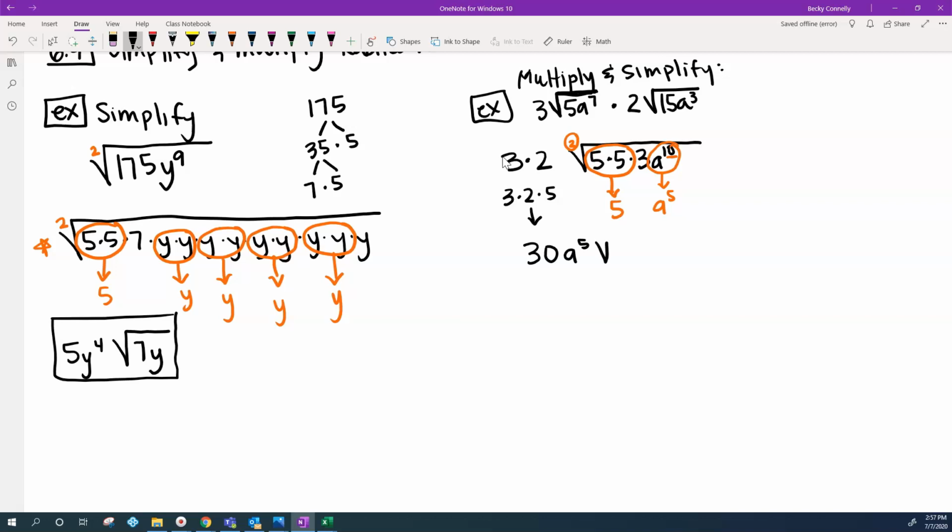And what is it that's left inside? 3. Yeah, just the 3. There's no a's, right? Because there was an even amount of groups there. So only the number 3 is left inside. And so that would be what you get for your answer on that one. Okay. Questions there?